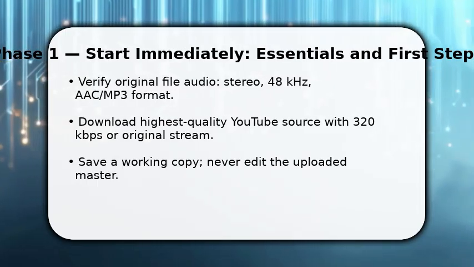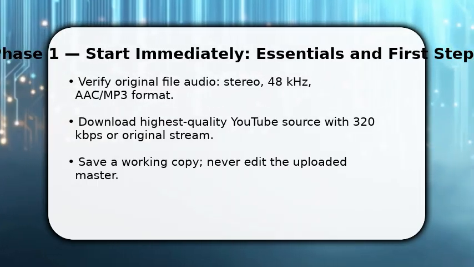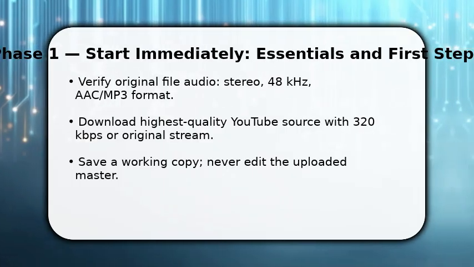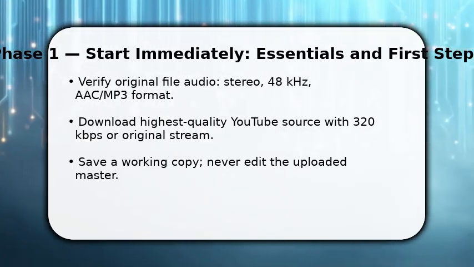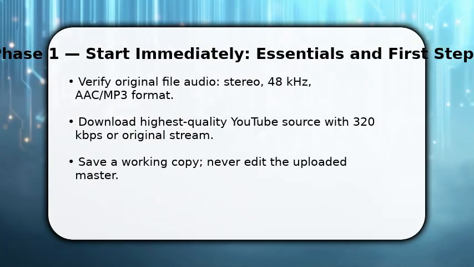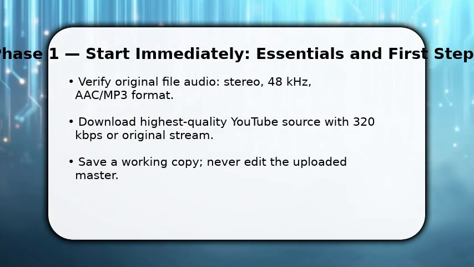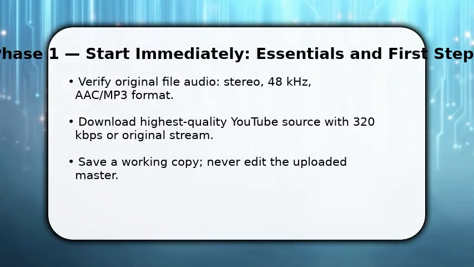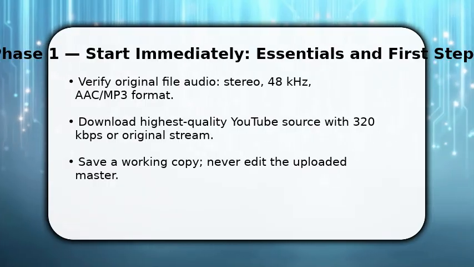Start by confirming the source audio and grabbing a local copy so you can fix issues without risking the original. You should check sample rate, channels, and codec. 48K HZ stereo is ideal. Once you download the best available stream, make a duplicate and label it as your working file. This prevents accidental overwrites while you edit.